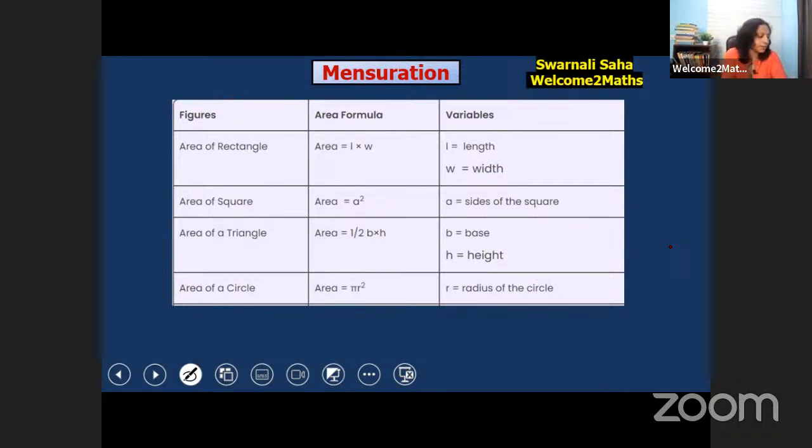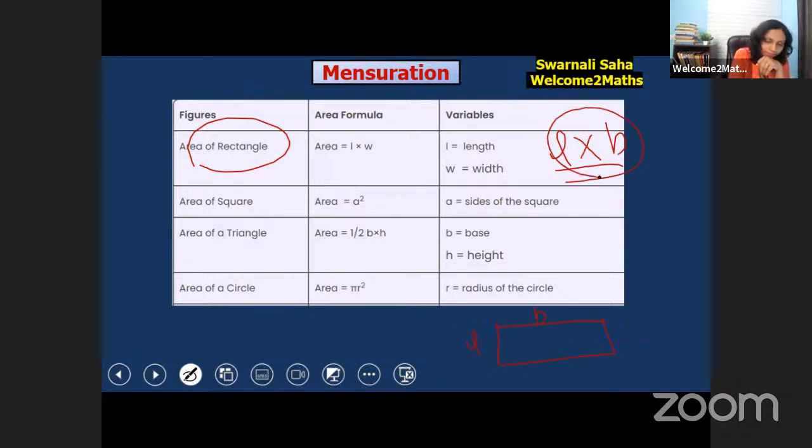Listen carefully. Area of rectangle, you all know, is L into B. Area of square would be A square, if the side is A. Now area of triangle would be half into base into height. And area of a circle would be pi r square.